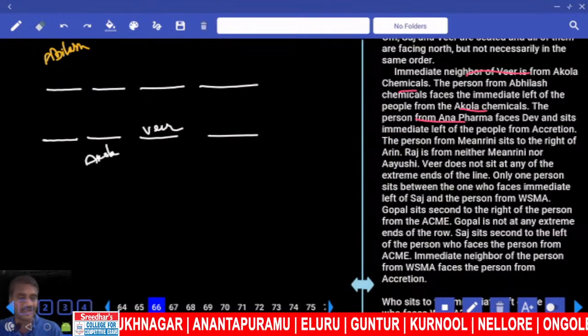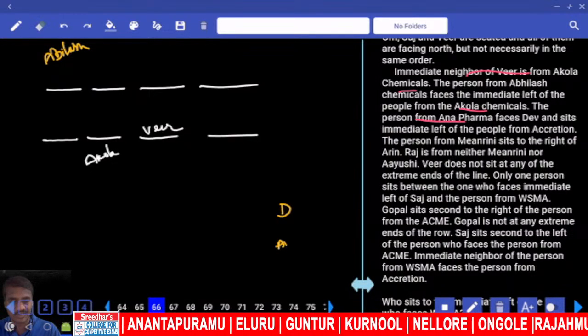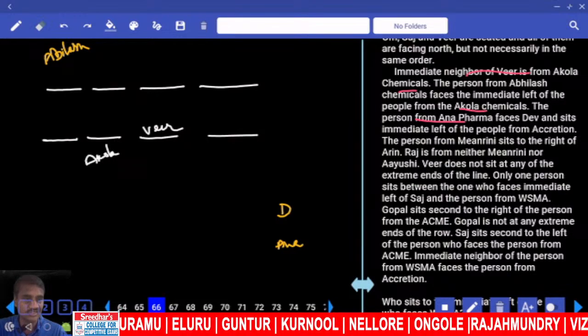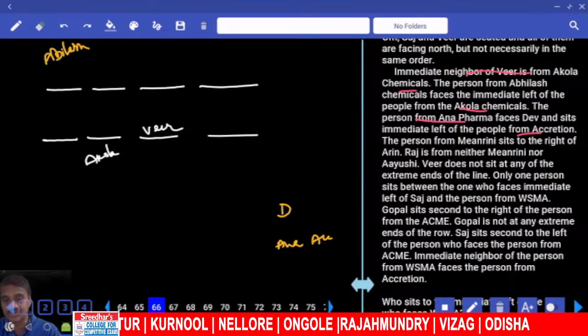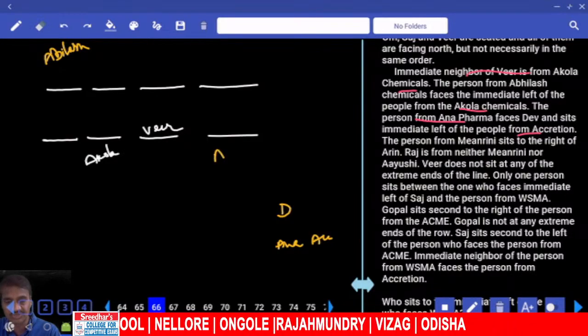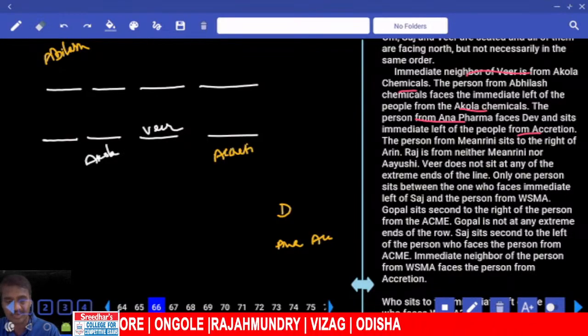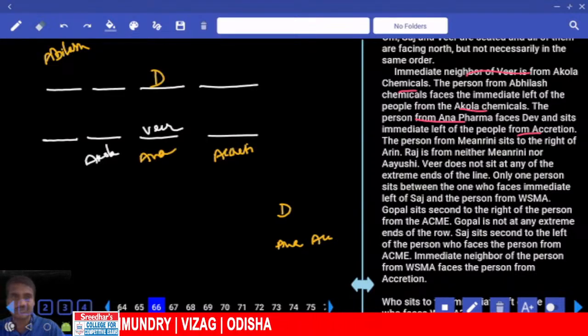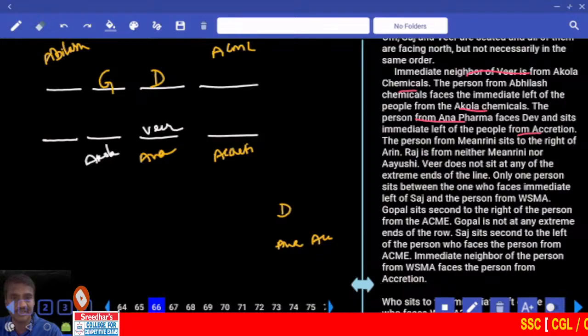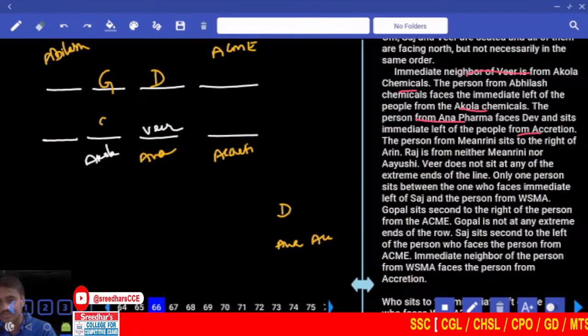And the person from Anna faces D. Now D and Anna are opposite to each other. And sits immediate left of what? Accretion. And where should this accretion be? Now accretion is here, isn't it? Immediate left of accretion, Anna. And Anna's opposite, D is here. And Gopal. And Gopal seated second to the right of whom? ACME. And ACME. Then S immediate left hand side, this person and WSMA.